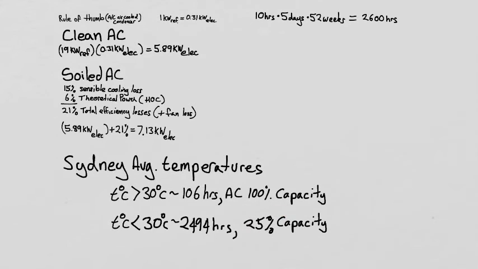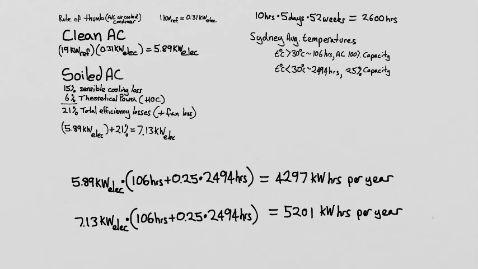For the rest of the time, we'll generalise and just say that our air conditioning unit runs at 25% capacity, heating and cooling. If we calculate our power input for the clean air conditioner by 106 hours at 100% capacity and 2,494 hours at 25% capacity, we get a total of 4,297 kilowatt hours per year. When we apply the 7.13 kilowatts electrical power input for our soiled air conditioner to achieve the same kilowatts of refrigerant for cooling, we get a total of 5,201 kilowatt hours per year input.